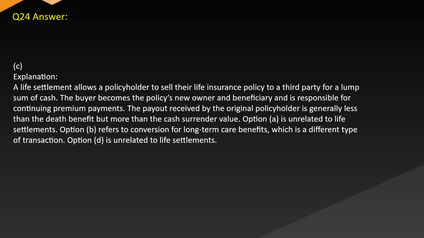Answer C. Explanation. A life settlement allows a policyholder to sell their life insurance policy to a third party for a lump sum of cash. The buyer becomes the policy's new owner and beneficiary and is responsible for continuing premium payments. The payout received by the original policyholder is generally less than the death benefit but more than the cash surrender value. Option A is unrelated to life settlements. Option B refers to conversion for long-term care benefits, which is a different type of transaction. Option D is unrelated to life settlements.